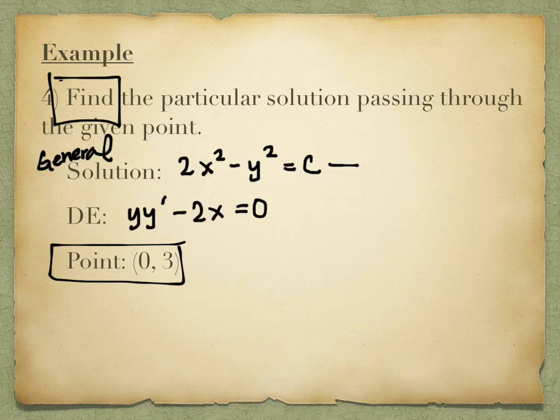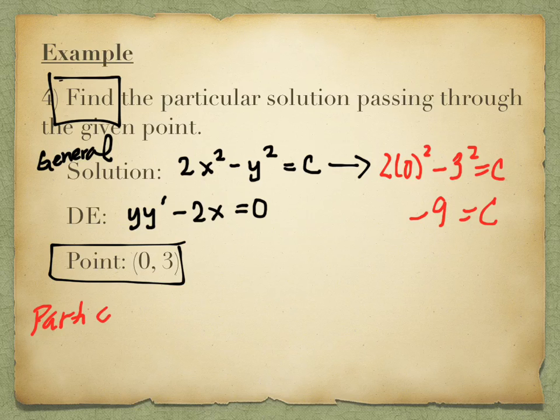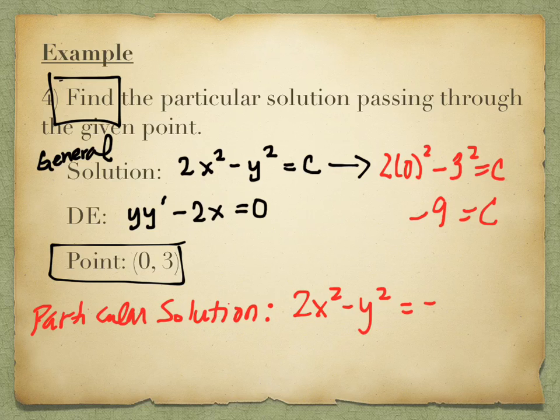Yeah, I can take this equation right here and plug in the x value and the y value to find out what C should be. So I have 2 times 0 squared minus 3 squared equals C. What is C? It's negative 9. So the particular solution would be 2x squared minus y squared equals negative 9.